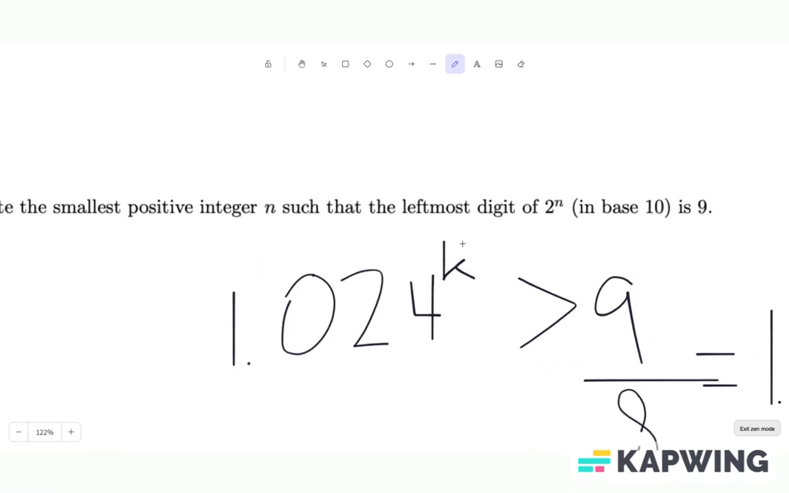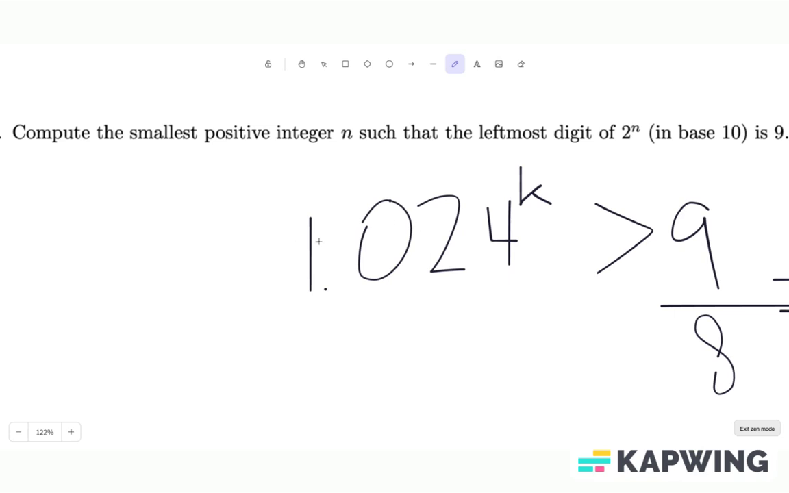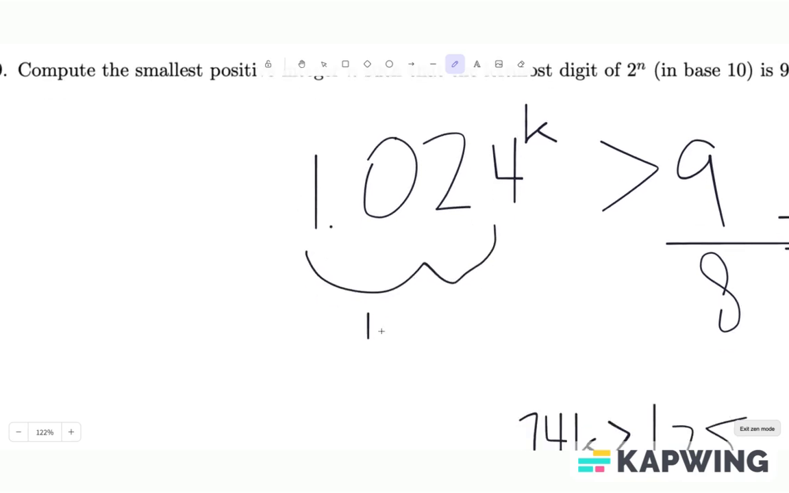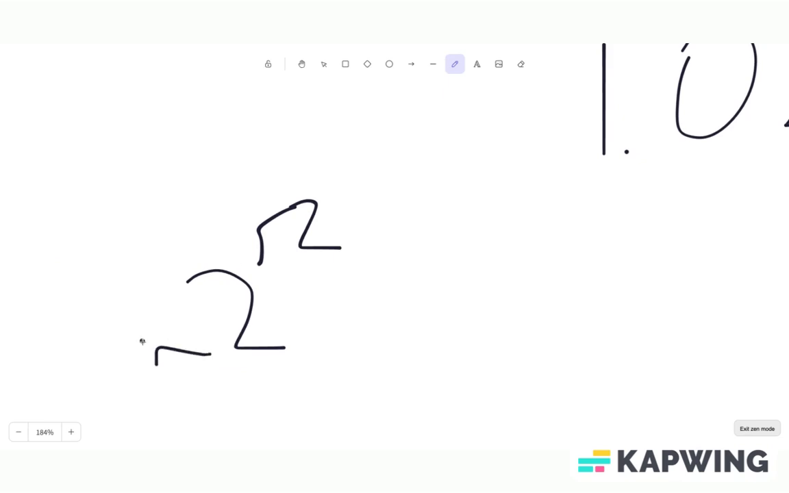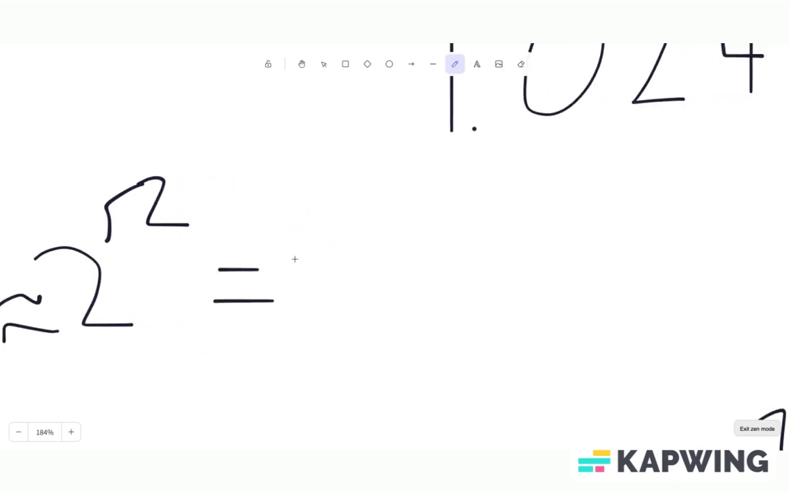Note that when we're raising 1.024 to the k, what we're really doing is 2 to the 10 to the k, since we don't care about how many zeros or digits there are after. So since we have k approximately 5.2, that means our answer is going to be around 2 to the 52. So n is around 52.